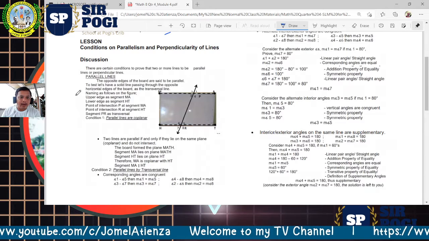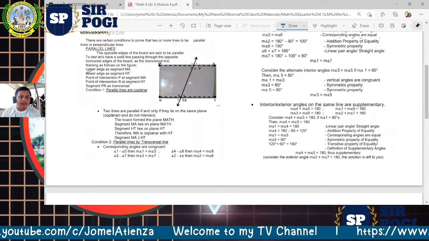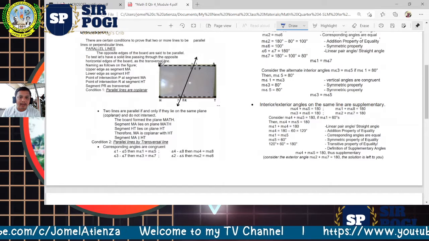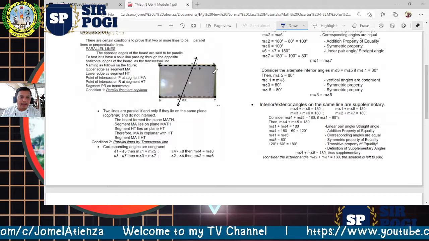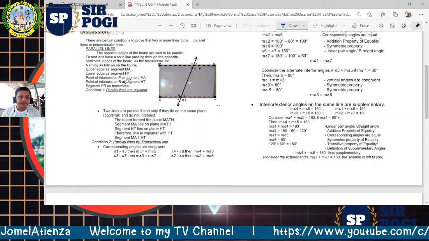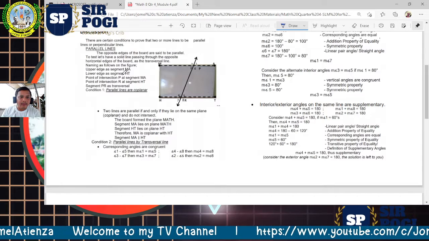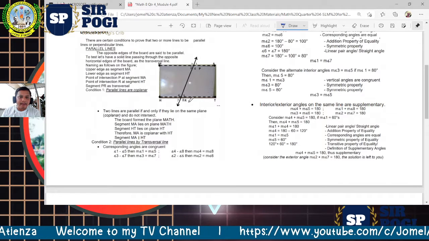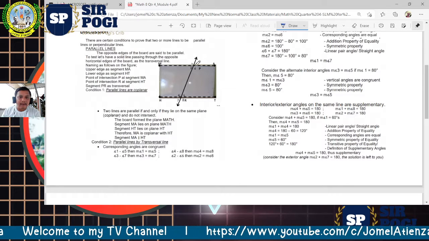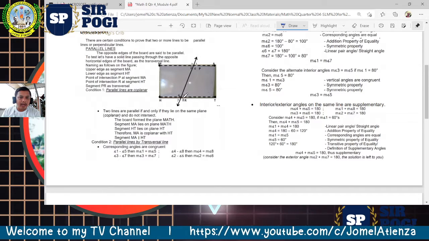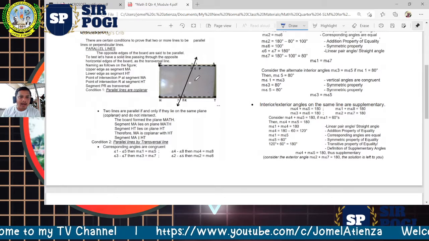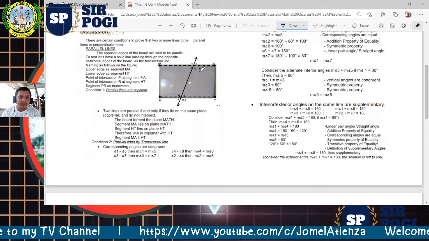So naming as follows on the figure, the upper edge as the segment MA, this is segment MA. Then the lower edge as the segment HT. And then the points of intersection are P and R. P on MA, then R on HT. So segment PR is the transversal.